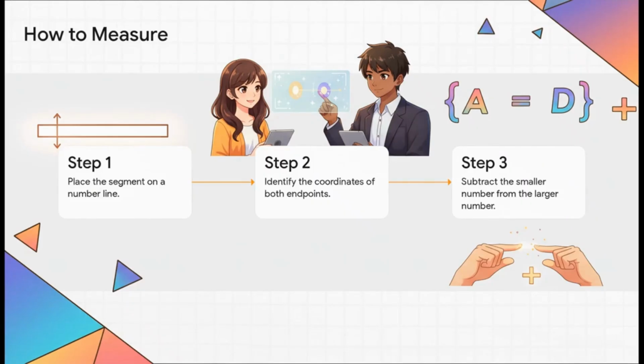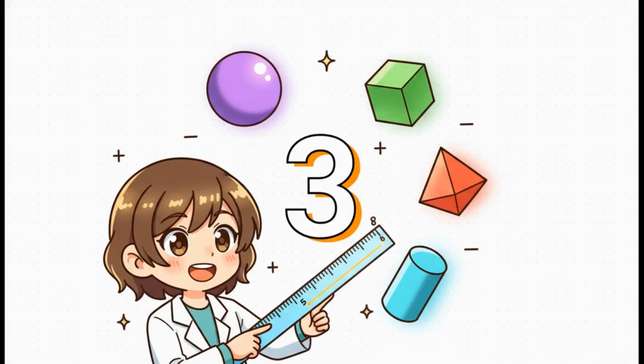One, place it on a number line. Two, find the coordinates of the endpoints. Three, subtract the smaller coordinate from the larger one. You do that, you'll get the right answer every single time. For example, let's say one endpoint is at position 5 and the other one is at 8. What's the distance? Simple. 8 minus 5 is 3. The length of the segment is 3 units. See? You've already got this.